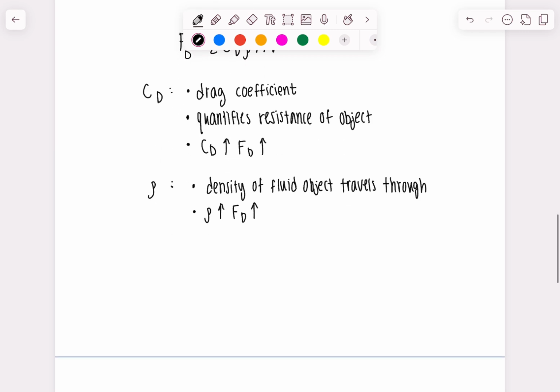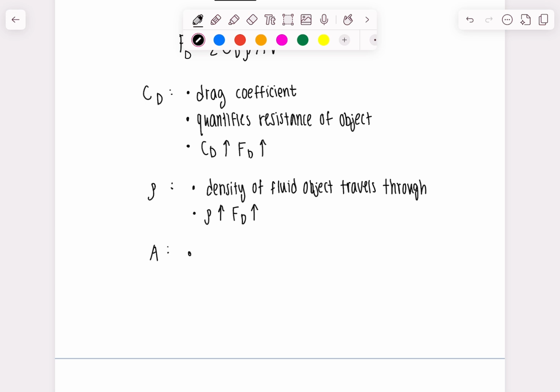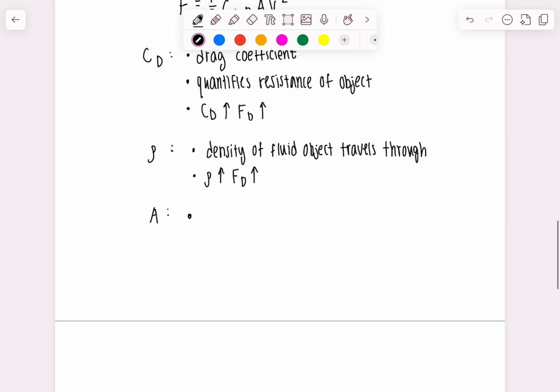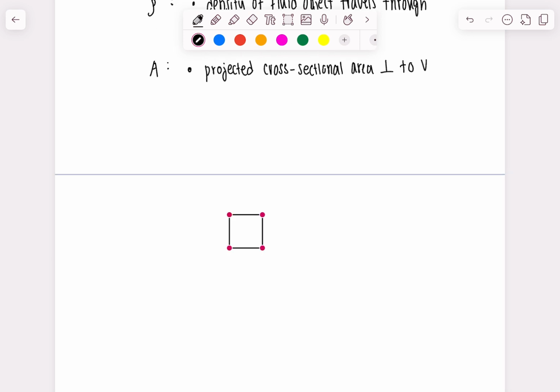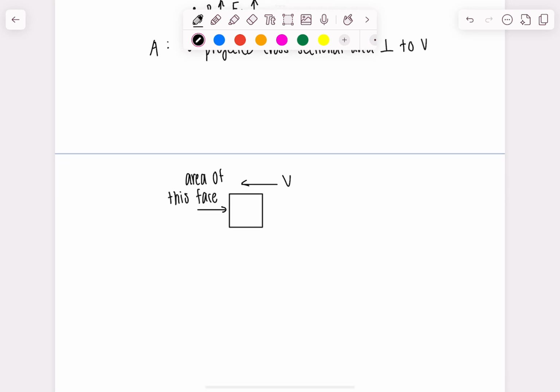So now I'm going to go ahead and describe our area. So this is just going to be the area is the projected cross-sectional area of the body perpendicular to the flow direction. So it's going to be perpendicular to our velocity. So for instance, if this was our object, like this, and our object was traveling this way, so our velocity would be in this direction, then we would be looking at the area of this face. All right, so drag force is going to increase as the area increases.